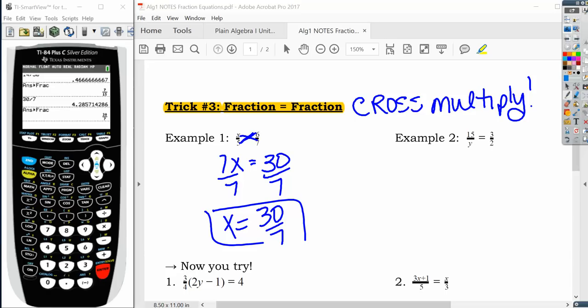Okay. If I come over and I look at example 2, I know I have to cross multiply because it's fraction equals fraction. If it was fraction plus a number equals fraction, I cannot cross multiply. I can only cross multiply when it's fraction equals sign fraction. So when cross multiply, it doesn't matter which diagonal you do first. Let's do that one. 15 times 2 is 30 equals y times 3 is 3y. So now I'm going to solve for y by dividing by 3. So y equals 10.